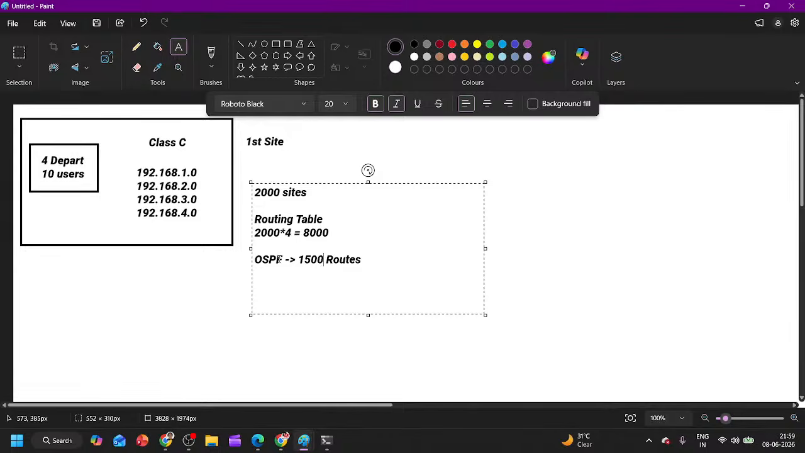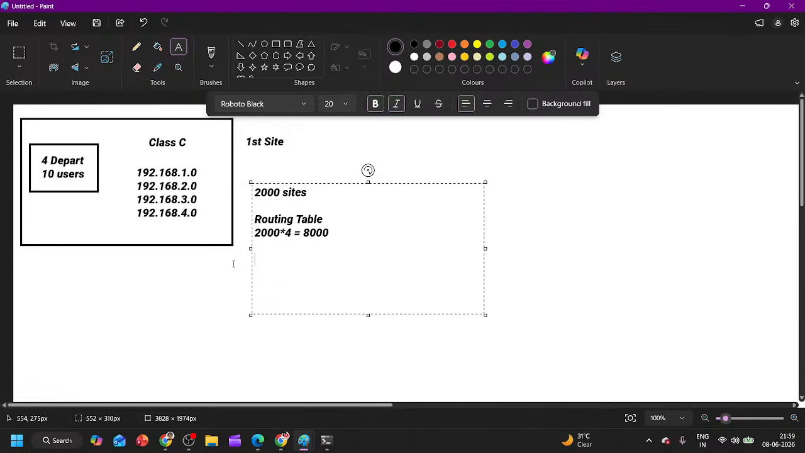All your IGP protocols can handle up to around 1000 prefixes. Somewhere it can work with 2000 as well, but not more than that. Here I cannot configure the OSPF routing protocol. So what is the solution?